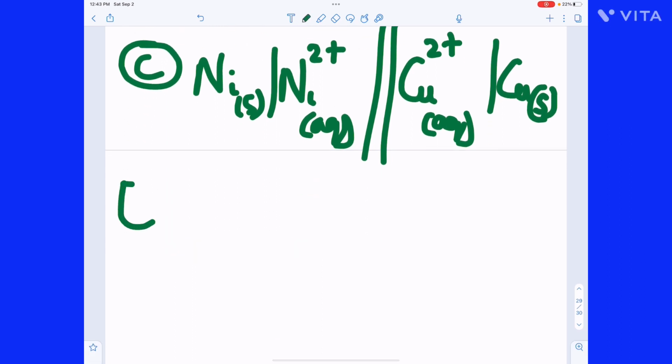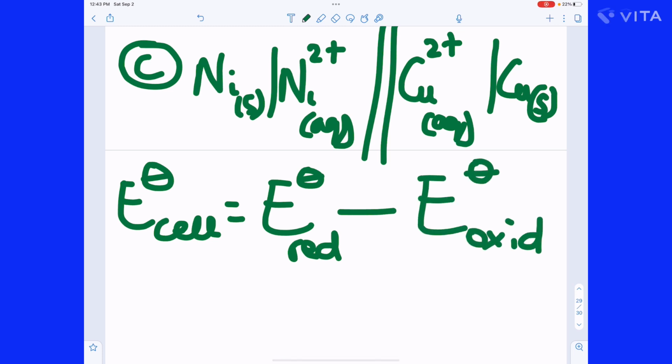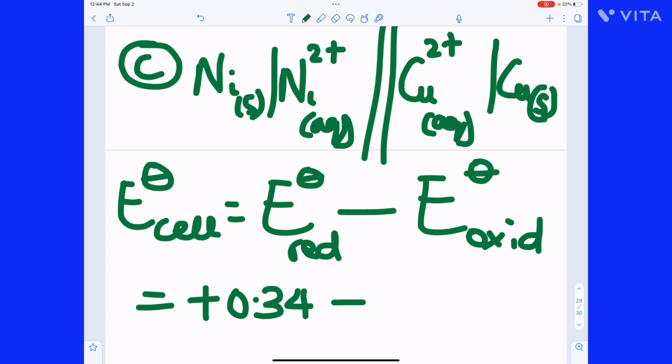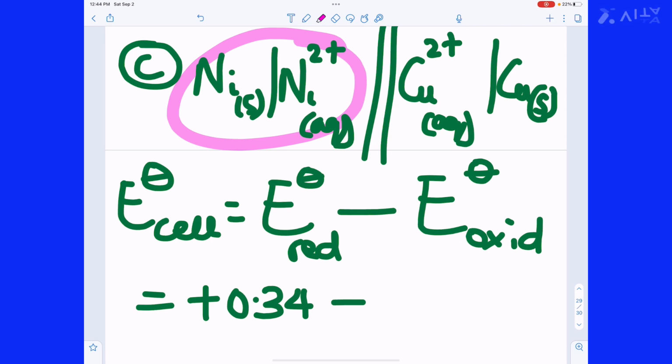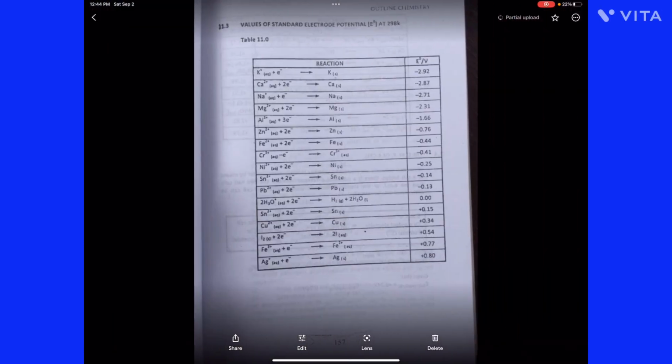Now, same way, the EMF of this cell is the standard electrode potential of the reduction half cell minus the standard electrode potential of the oxidation half cell. That's very simple. The reduction half cell here, its standard electrode potential, we used it recently, is plus 0.34. So let's go get the standard electrode potential of nickel.